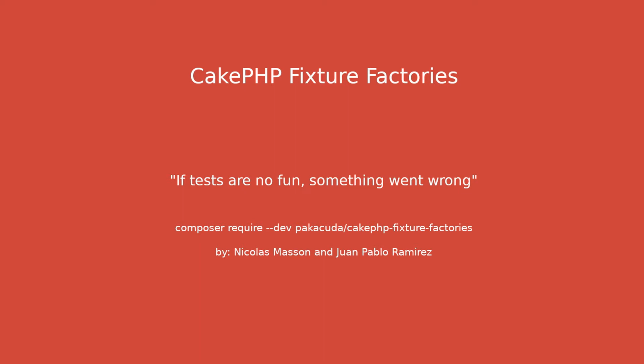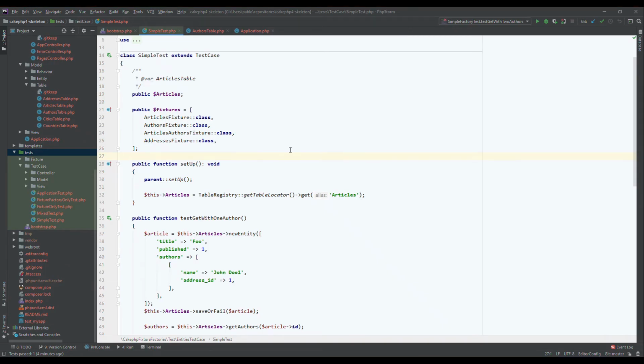In this video I'm going to show you how to create entities in your test database based on the factories. I am now back in the tests that we have created in the first video showing the drawbacks of the CakePHP fixtures, and I'm going to rewrite it now using the factories.